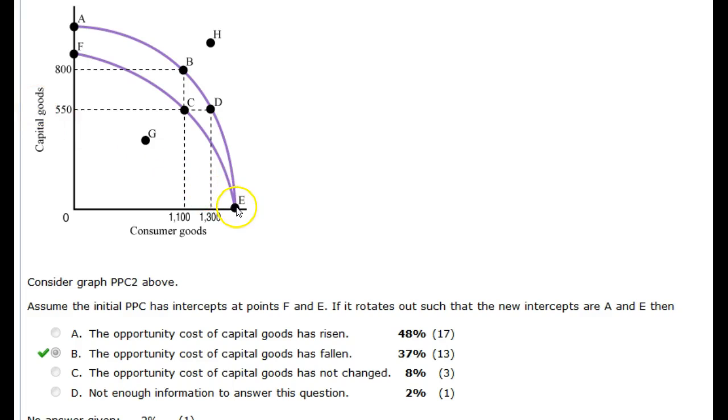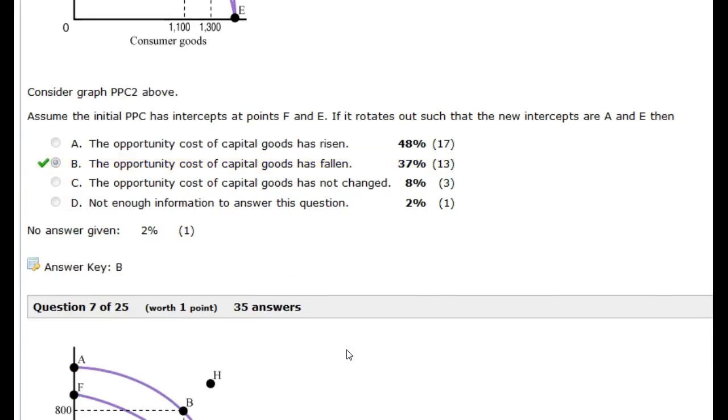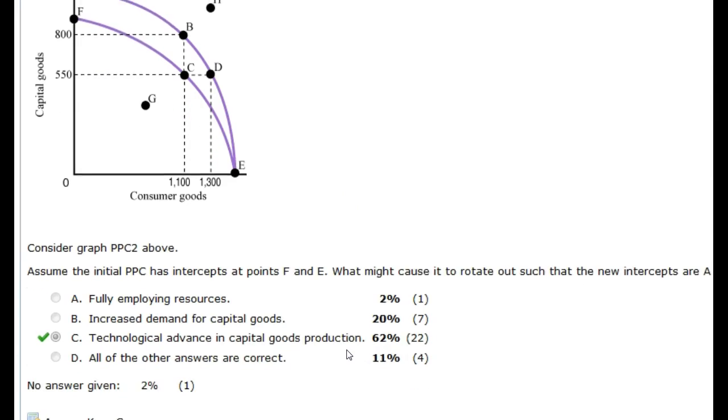Another way to think about that. Imagine we start at point E, and we want to get 550 capital goods. Initially it was FA, so you lose this many consumer goods from E all the way down to 1100. Once it rotates out, you don't lose as much. To get 550 capital goods, you now sacrifice fewer consumer goods, so the opportunity cost of capital has fallen. So you want to get comfortable with this idea of opportunity cost and how it works.